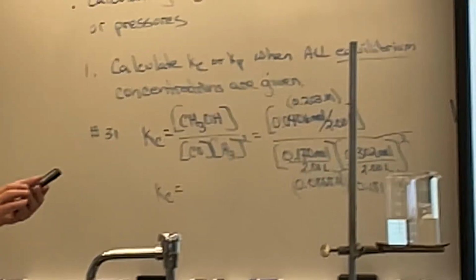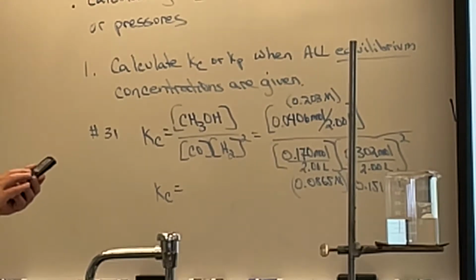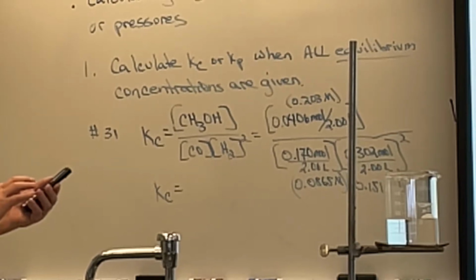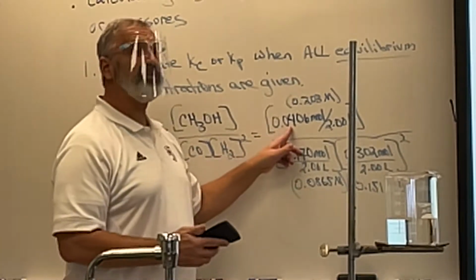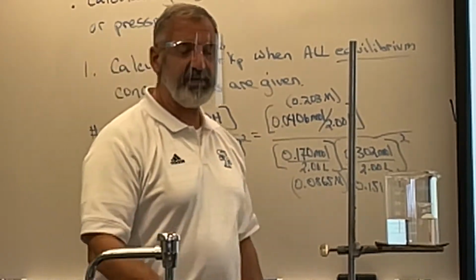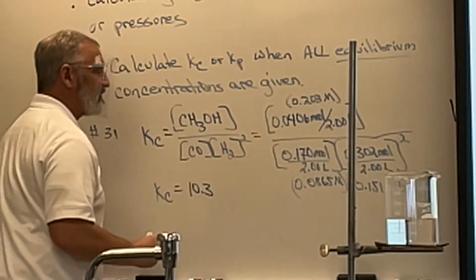0.0406 divided by 2 divided by parentheses 0.0865 times 0.151 squared. I get 10.3. I think just around the decimal place where it gets lost. Well, it would have been 103 if this was 0.4. That's where that decimal place is. So we're getting the right answer. So 10.3, close enough, is equal to the value of Kc.